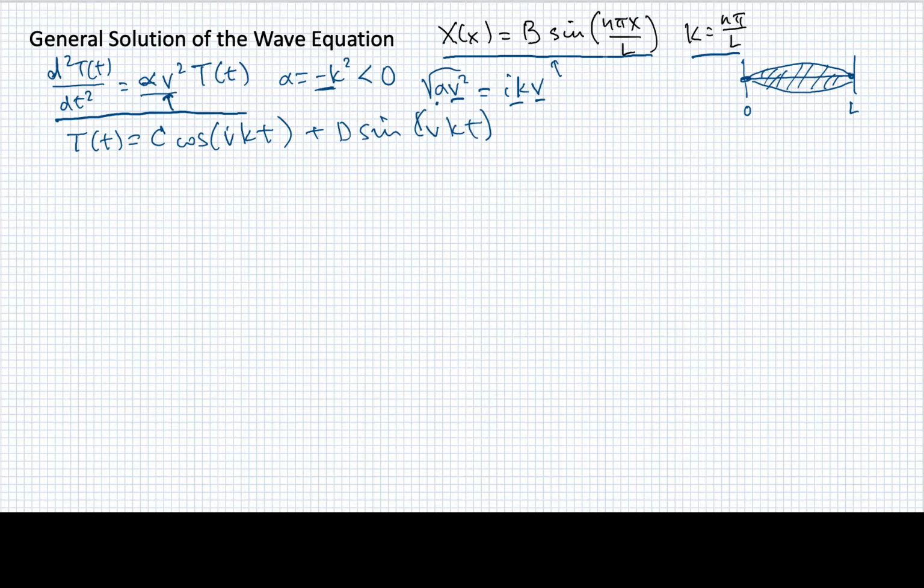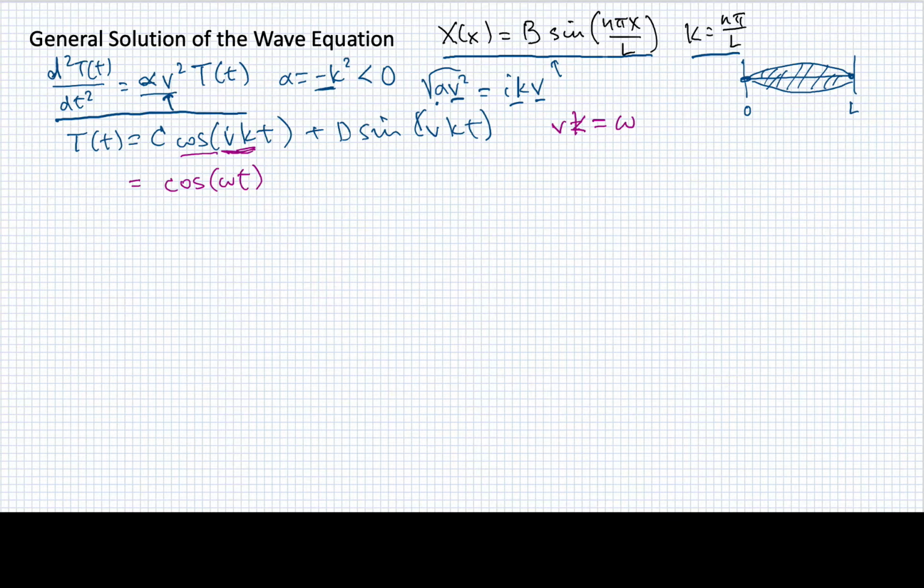The first thing I'm going to do is note that this combination of the velocity of the wave times k is in effect an angular velocity, because it's affecting how cosine or sine changes with time. So I'm going to say that this v times k is an angular velocity, which I'll call omega. In other words, I'll write this as C cosine omega t and D sine omega t. But the other thing I'm going to do is say that the initial conditions somehow limit this so that it just ends up equaling cosine of omega t.